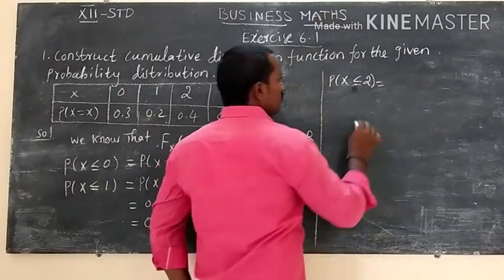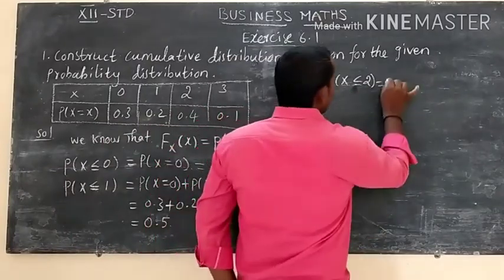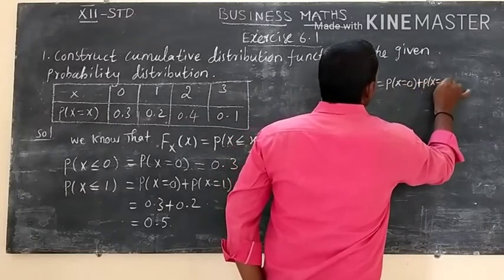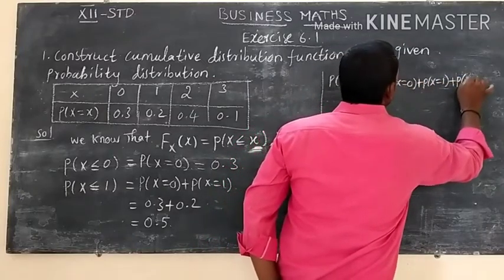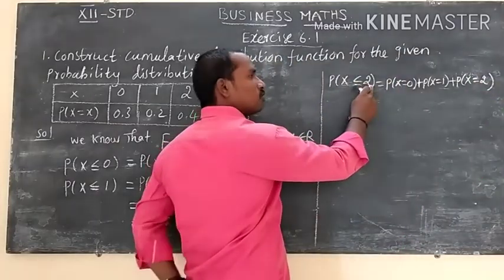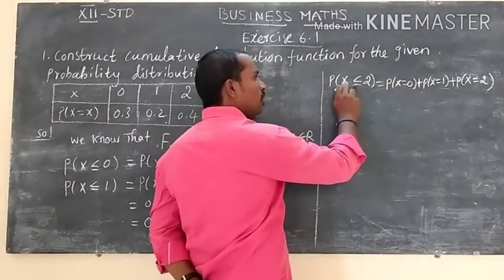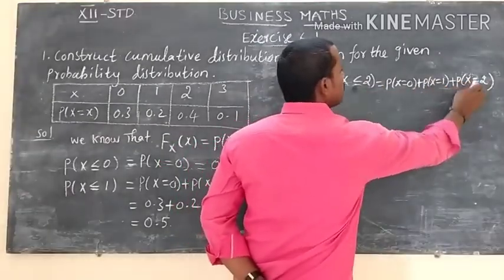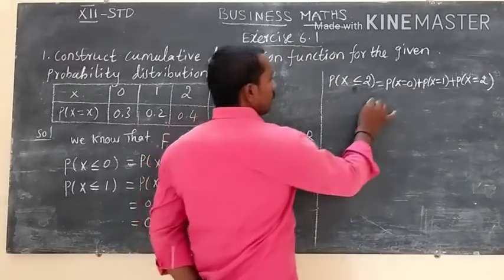Okay, this can be right. P of x less than or equal to 2 is P of x equal to 0 plus P of x equal to 1 plus P of x equal to 2, because x less than or equal to 2 means 2 and below 2 values. Below 2 are x equal to 0, 1, and this is equal to 2. Then sum the values.